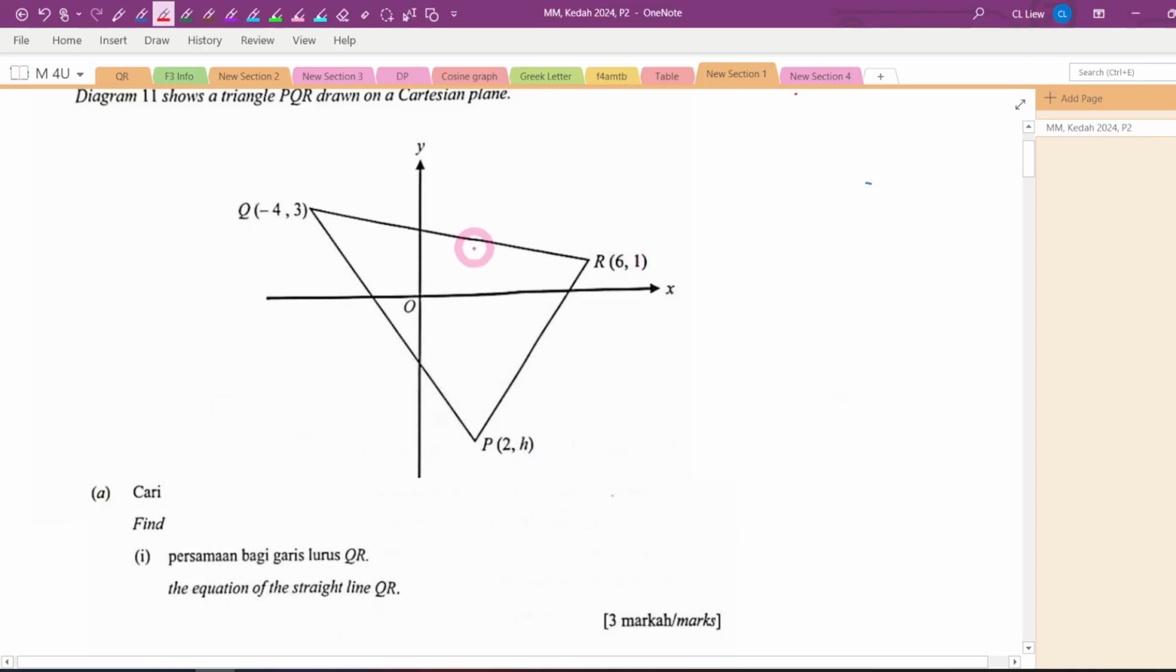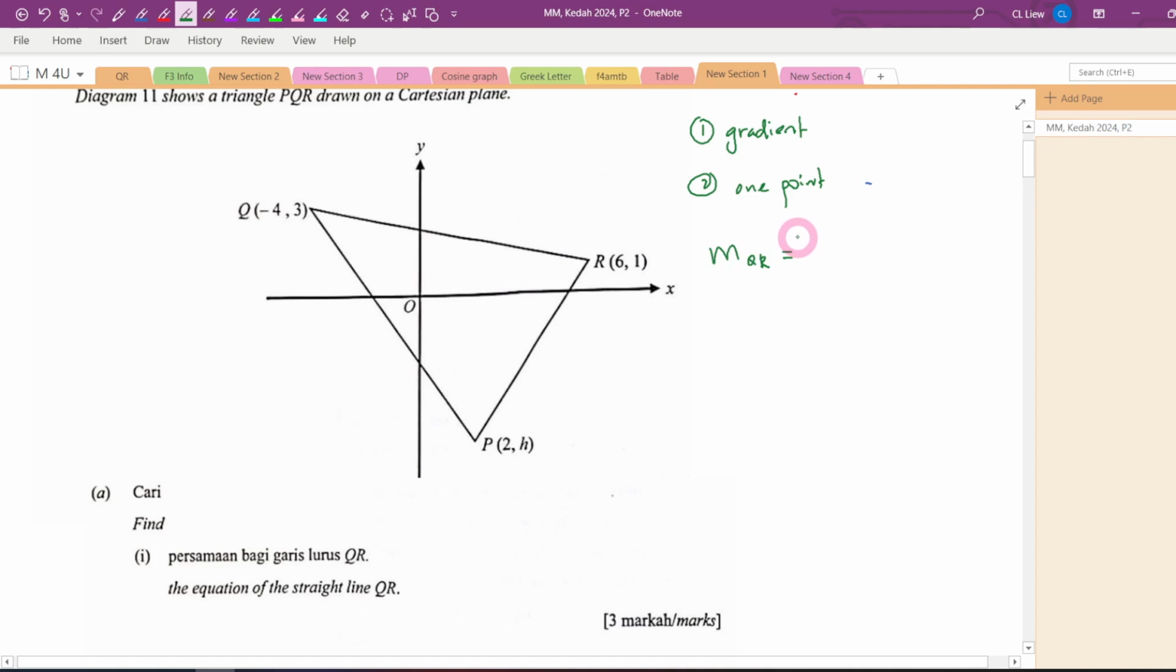Okay, now go back to this question. We want to find the equation of the straight line QR. Always remember, when you are asked to find the equation of a straight line, always look for two pieces of information: gradient and one point. Now, I want to find the equation of QR. Let me find the gradient of QR first.